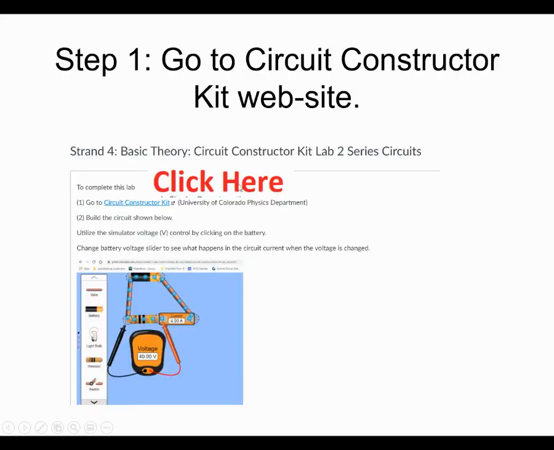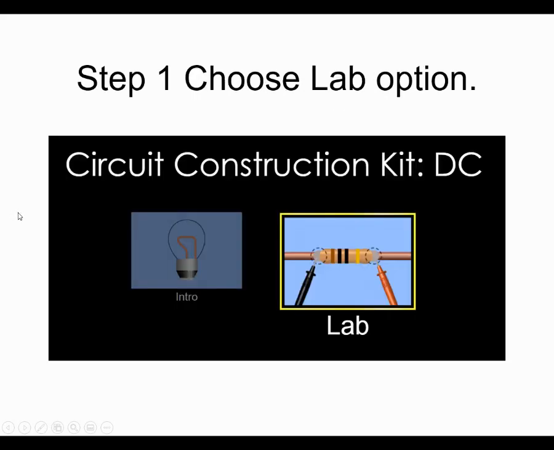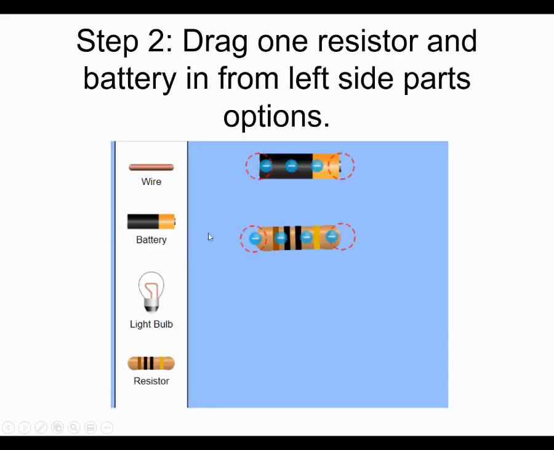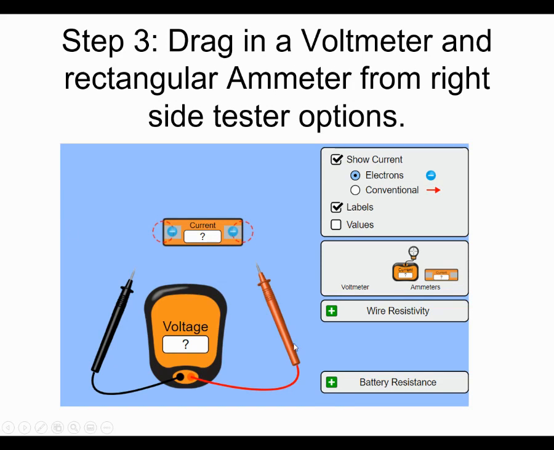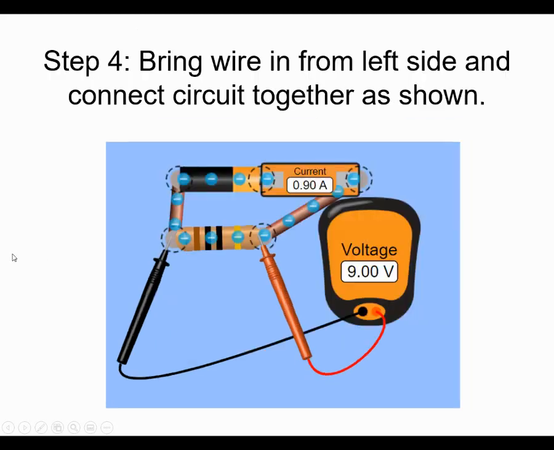And in the Canvas assignment, as I said, you want to click on where it says click here to go to the website. At the website, choose where it says lab. First thing you gotta do, just like the previous times we do this, drag in a battery, drag in a resistor. From the right side, bring in the voltmeter and the ammeter. It's in a rectangular form. Then you're gonna start hooking them up. Initially hook them up like this.